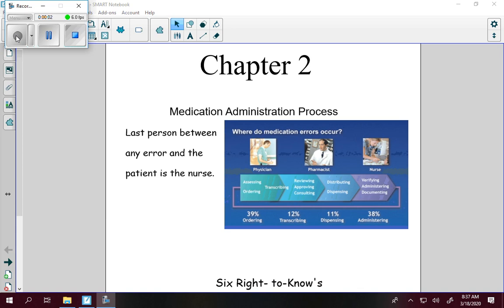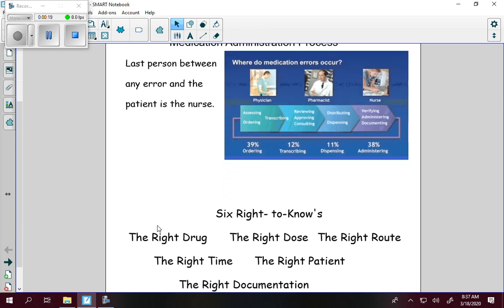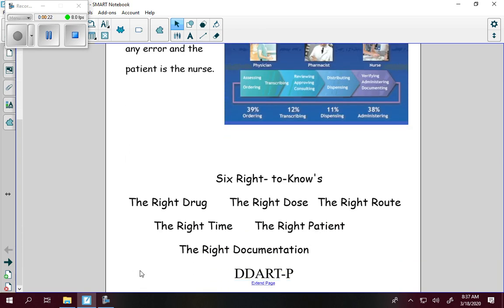All right, we're going to start with chapter 2, medication administration process. So, the last person between any error and the patient is the nurse. So, you're the one who's most responsible for any errors that may occur during administration. There are 6 rights to know to help you through this process.